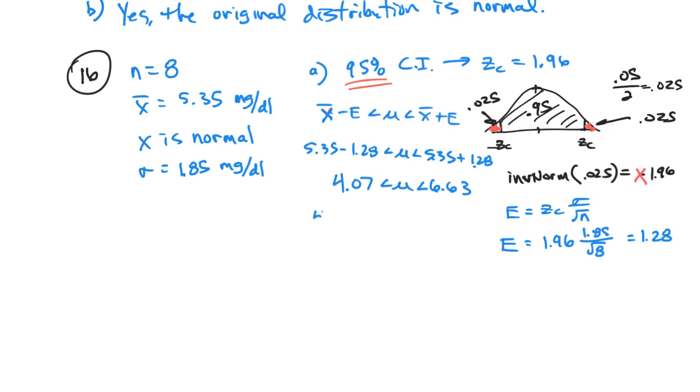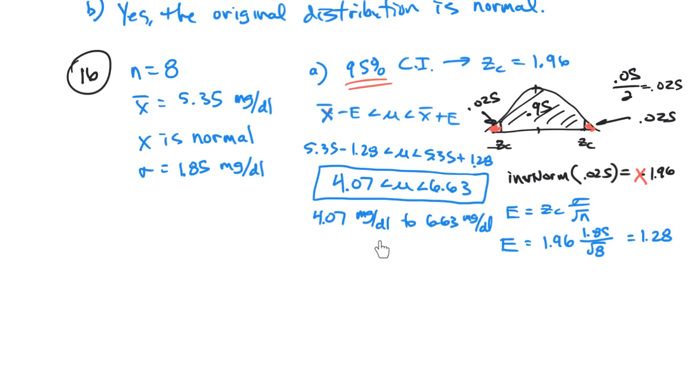Or we could say something like 4.07 milligrams per deciliter to 6.63 milligrams per deciliter. However you want to say it is fine. I usually just go with something like this. Sometimes it's nice to have the units on there too. But basically these are the numbers we're looking for. So here is our confidence interval. This is a 95% confidence interval. Here's our margin of error, 1.28.